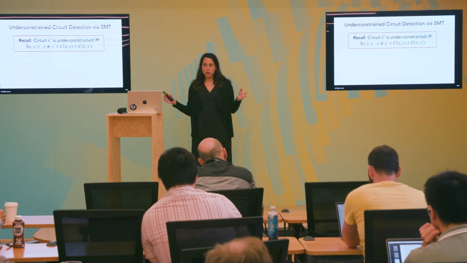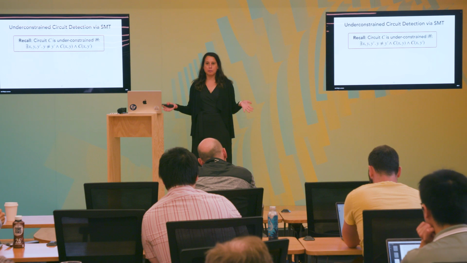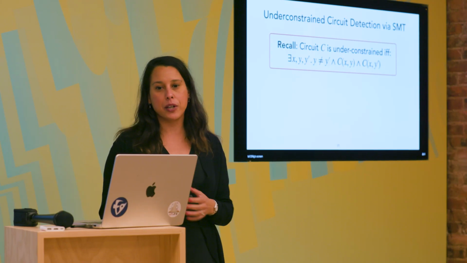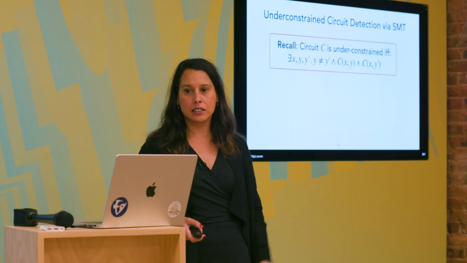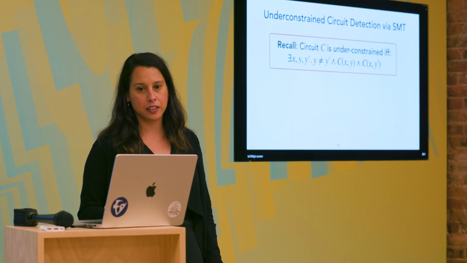Before I tell you how it works, let's first set up a straw man solution, because there's an obvious way to solve the problem. Recall that a circuit is under constrained. The definition is very simple. I can just write this one logical formula. It says you can find an X and two distinct outputs that both satisfy your circuit, right?